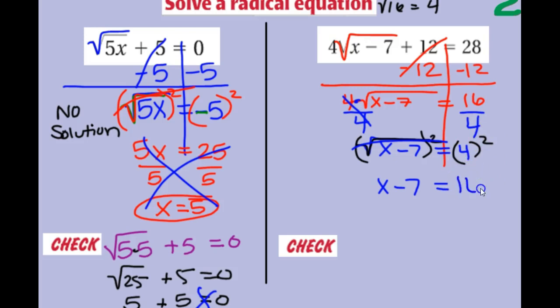4 times 4 is 16. And then last, just add 7. So we have x equal to 16 plus 7. Well, 6 plus 7 is 13, so 23.